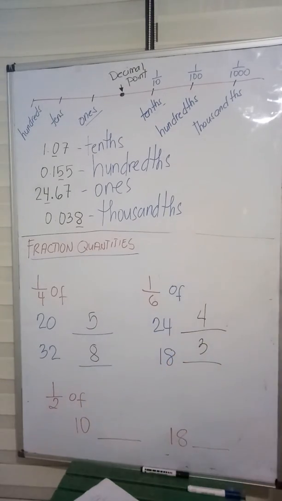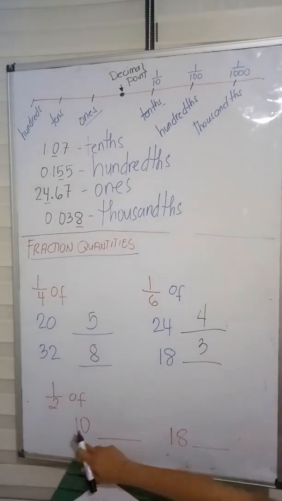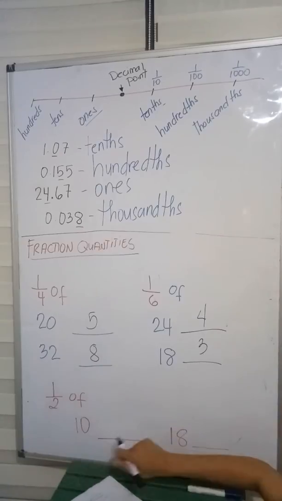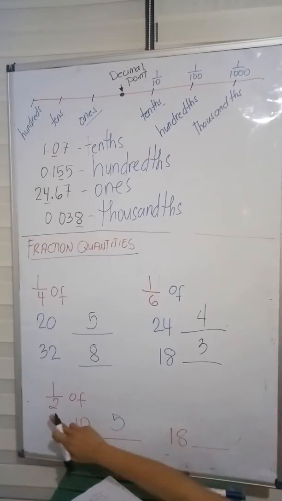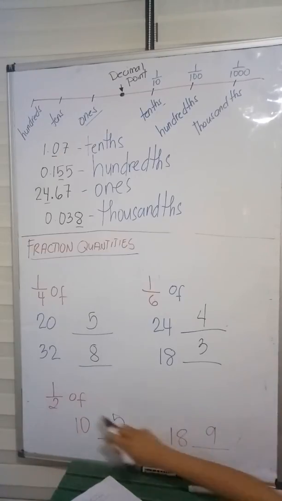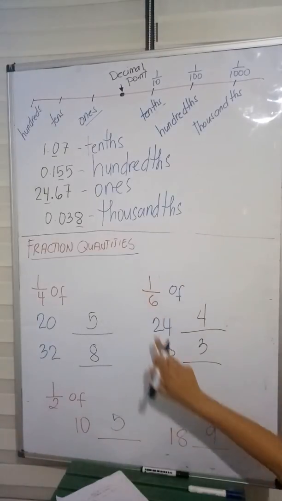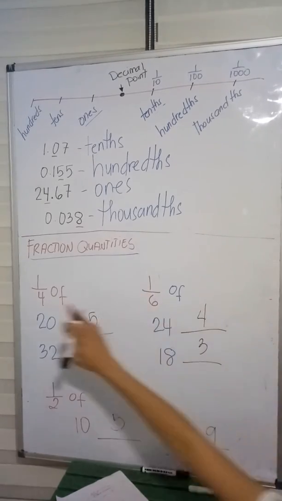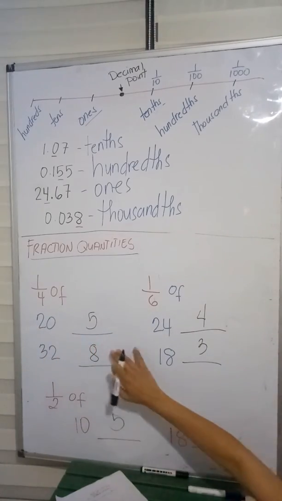And down here we have 1/2. 1/2 of 10. Again, you just have to divide the number by your denominator. 10 divided by 2 is, of course, 5. Now 18. 18 divided by 2 is 9. So 1/2 of 18 is 9. 1/2 of 10 is 5. 1/6 of 18 is 3. 1/6 of 24 is 4. 1/4 of 20 is 5. 1/4 of 32 is 8.